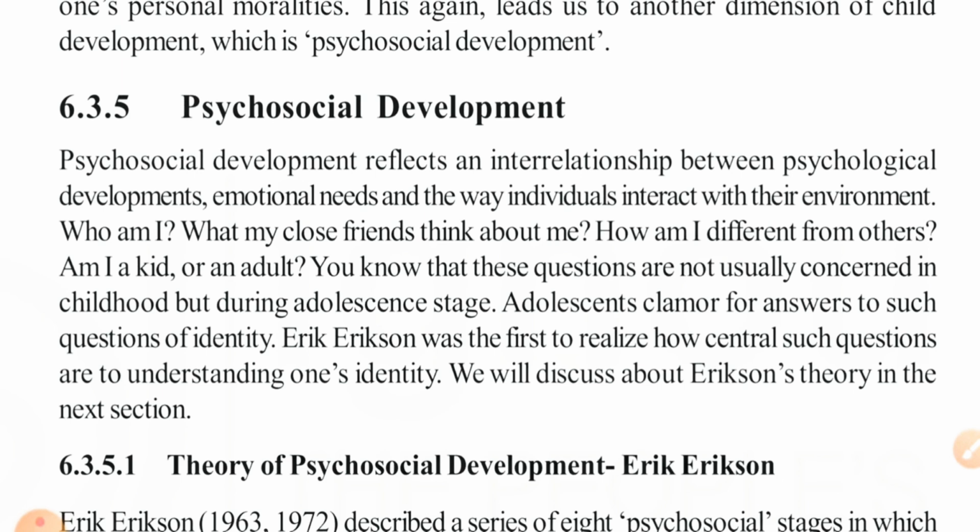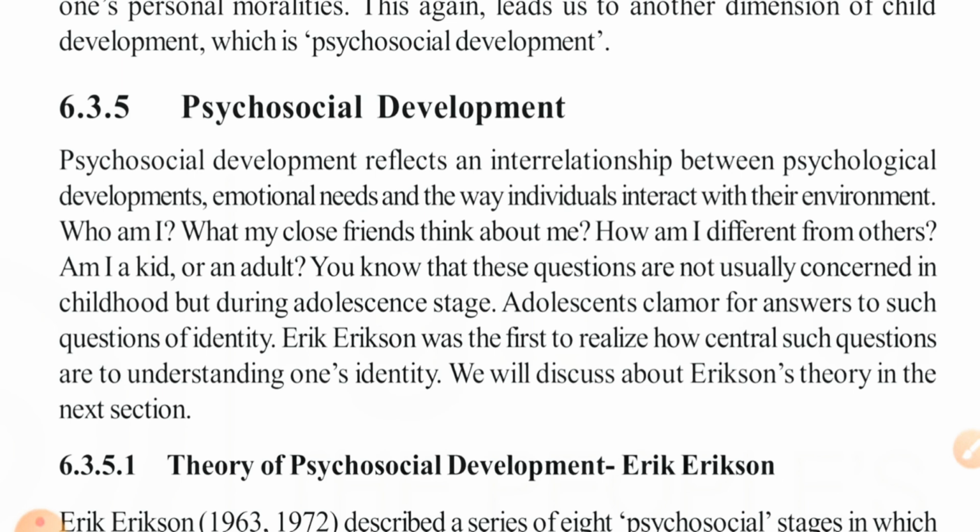autonomy versus shame and doubt. Next point will be initiative versus guilt. Number 4 will be industry versus inferiority. Number 5, identity versus role confusion. Number 6, intimacy versus isolation. Number 7, generativity versus stagnation. And number 8 will be ego integrity versus despair. So all these topics we will cover under psychosocial development.